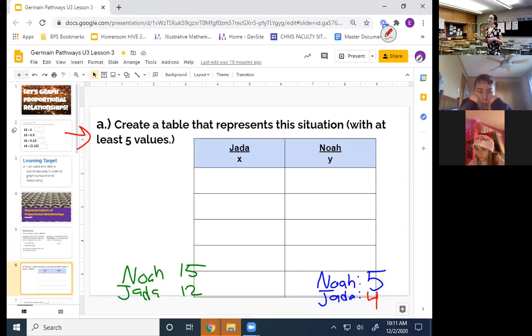Okay, so we need to find some points for Noah and Jada here. Let's start with, if Jada walks 0 steps, how many steps does Noah take? Bridget, how did you know that?